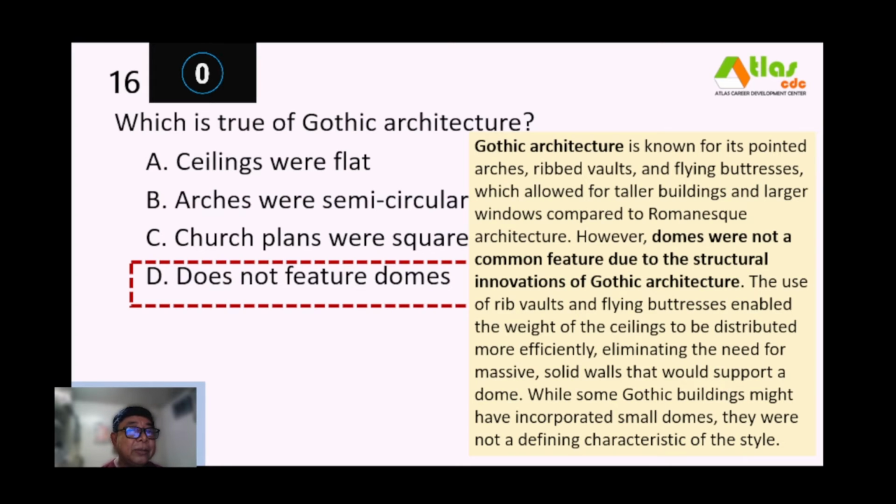The use of ribbed vaults and flying buttresses enabled the weight of the ceilings to be distributed more efficiently, eliminating the need for massive solid walls that would support a dome. While some Gothic buildings might have incorporated small domes, they were not a defining characteristic of the style.